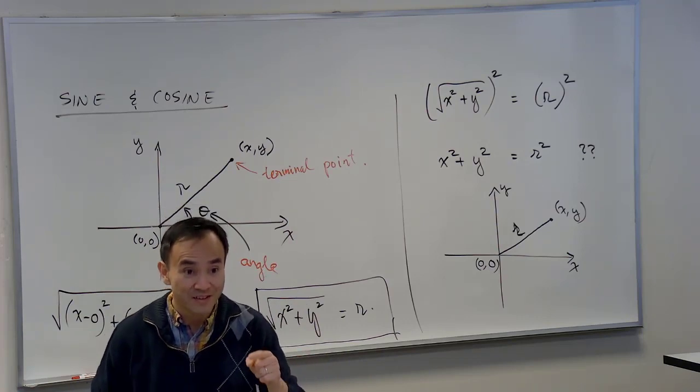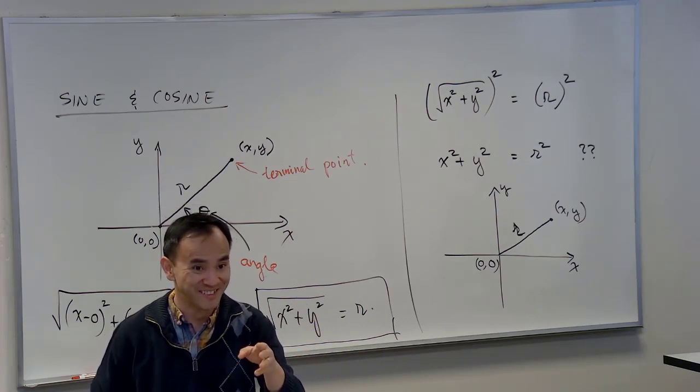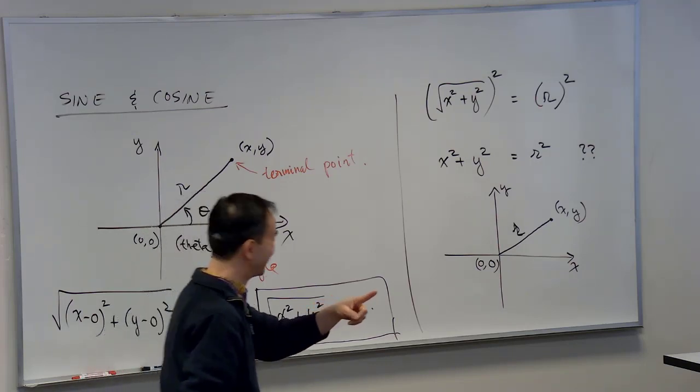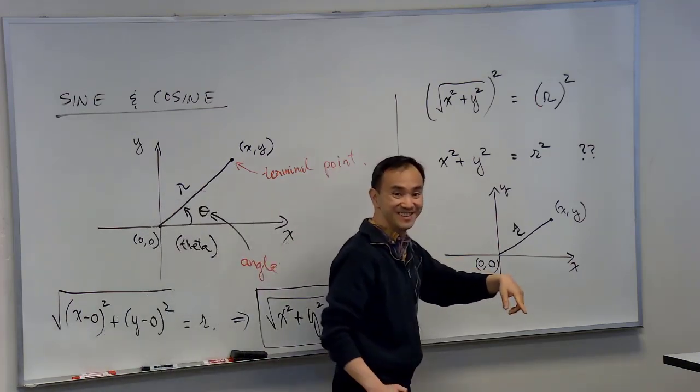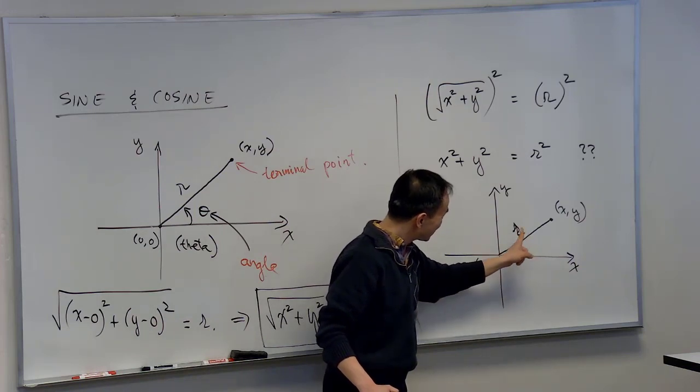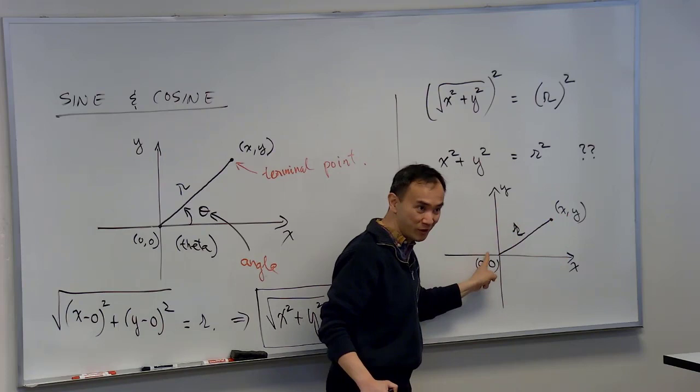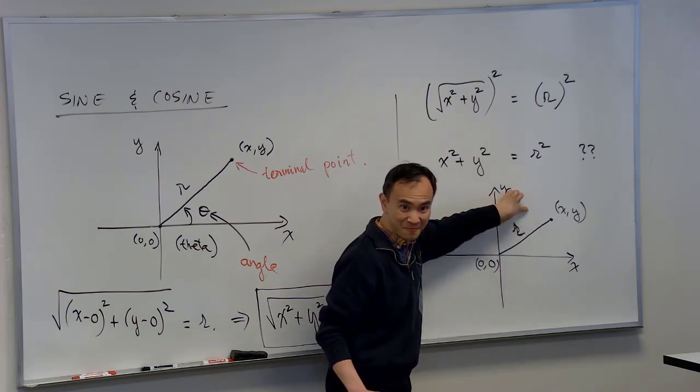What's that? Center at where? 0, 0. 0, 0 is the center, right? What else is special about that circle? It takes that direct distance from the point to the origin as the radius. See what I'm saying?